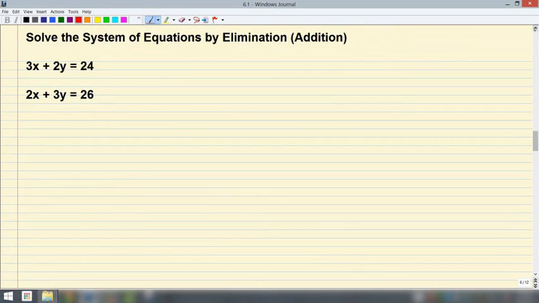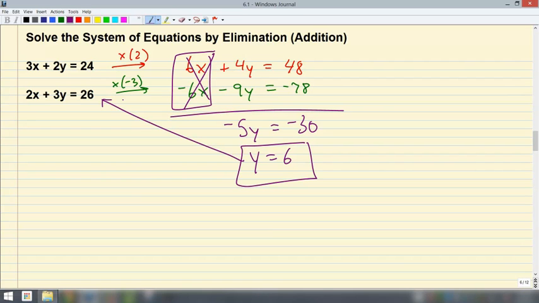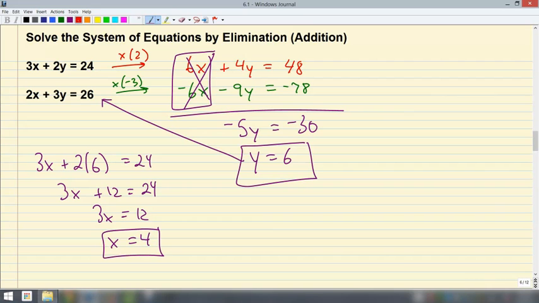This is the exact same problem. Instead of eliminating y, let's eliminate x. So we're going to take the first equation and multiply it by 2. We're going to take the second equation and multiply it by -3. Our x's are going to cancel by design. We intentionally did that. So we get -5y equals -30. Y equals 6. Take that value and back substitute it into one of the other equations. X equals 4. Our solution is 4, 6.